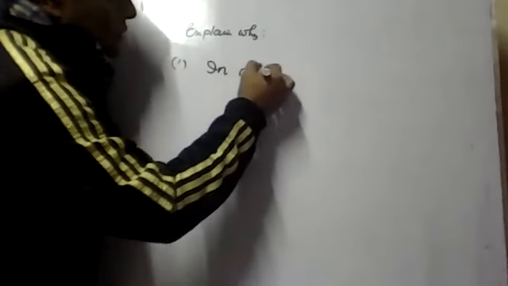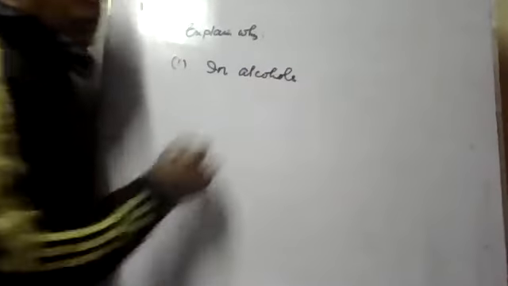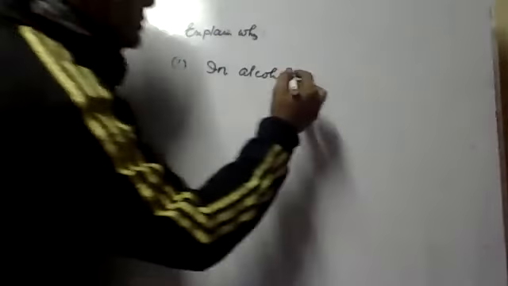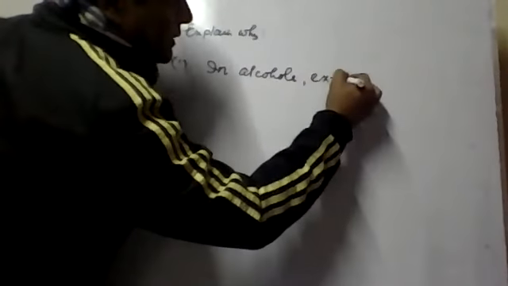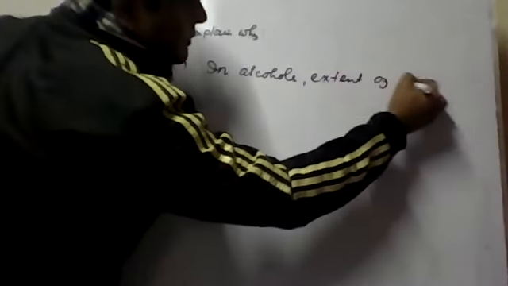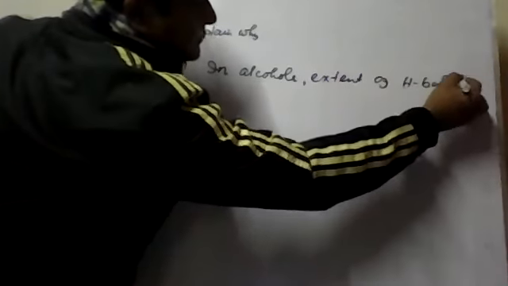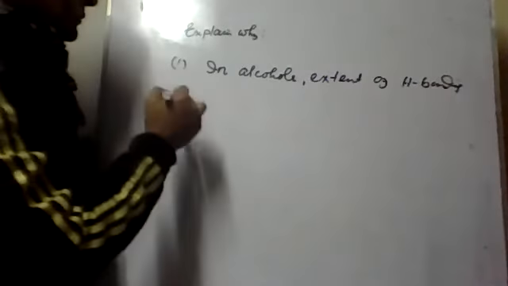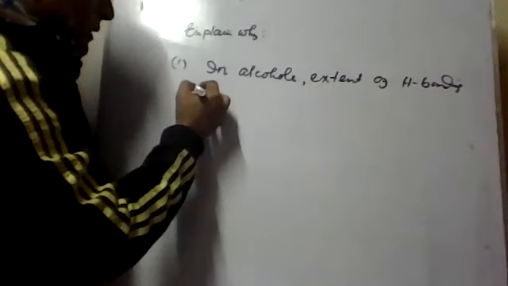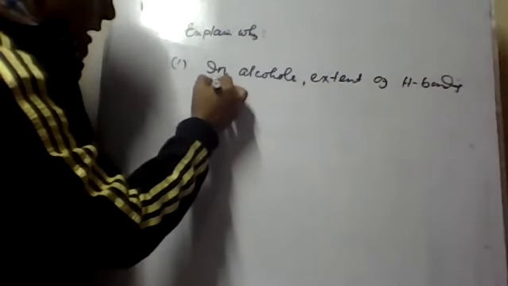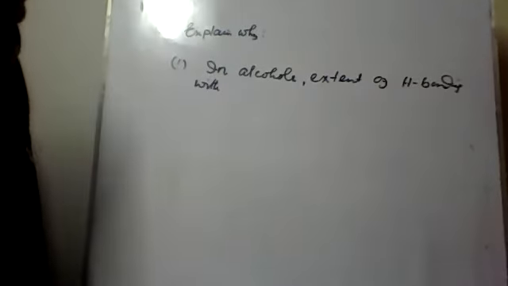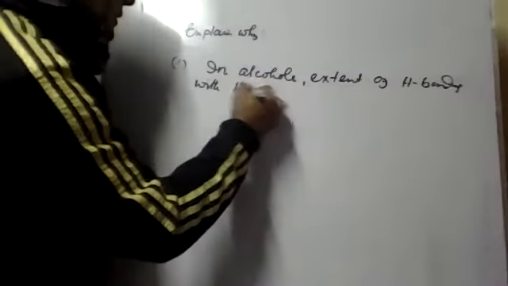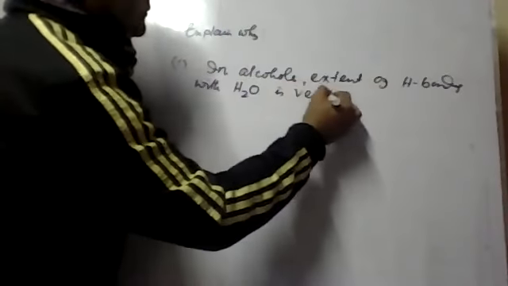In alcohols, with comparable molecular mass, definitely the extent of intermolecular hydrogen bonding is higher. It is question number 1 answer. Question number 1, why are alcohols more soluble in water than ether? Extent of hydrogen bonding with water is very high compared to ether.